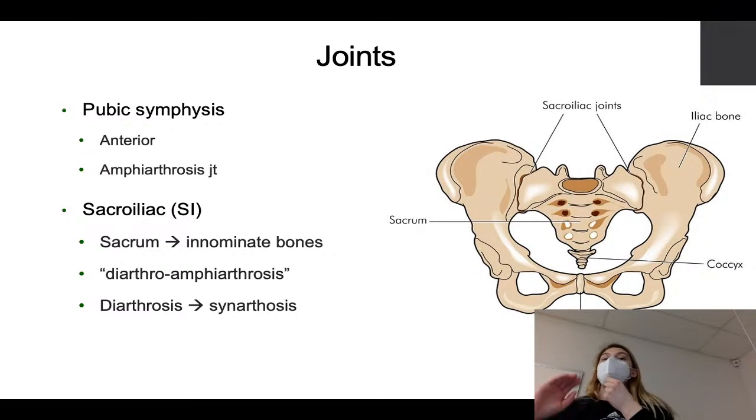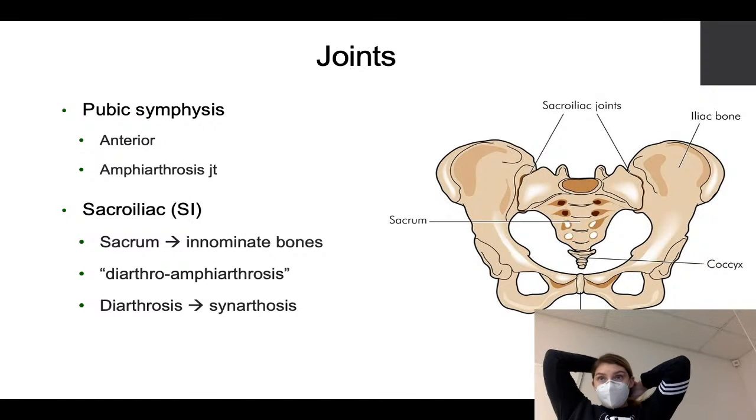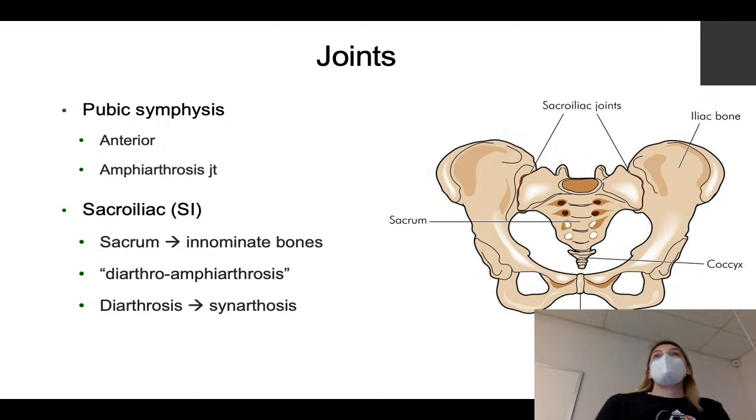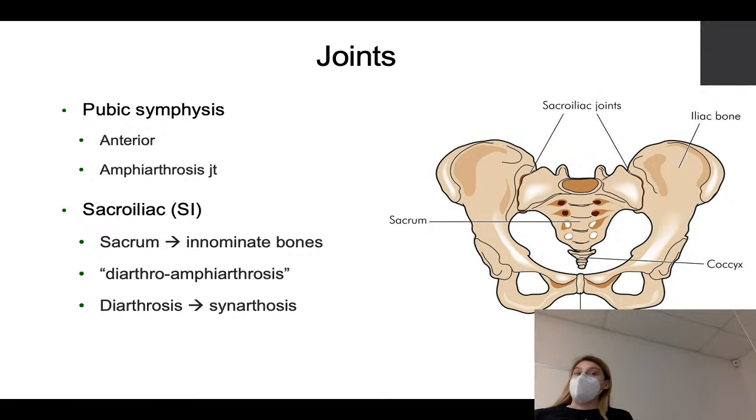Okay. So joints in the pelvic girdle specifically, we're going to have two joints. We're going to have our pubic symphysis and our sacroiliac joint, or our SI joint. So you've probably heard of SI joint before. And usually only women know about the pubic symphysis. Seemingly, that's just an observation.